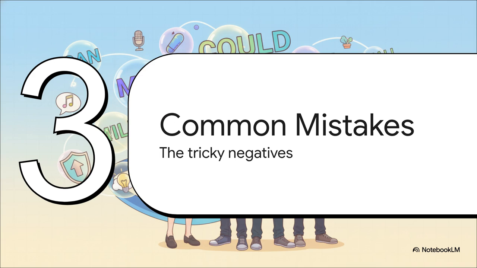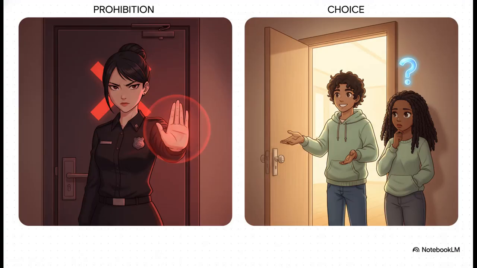All right, we are in the home stretch. Section 5, Avoiding Common Mistakes. Let's tackle those tricky negatives. Now, what's really interesting about this is the massive difference in meaning between these two negative structures. This is exactly where a lot of people get stuck.